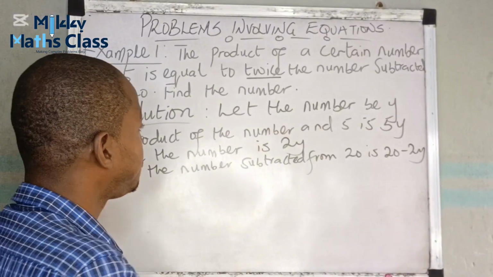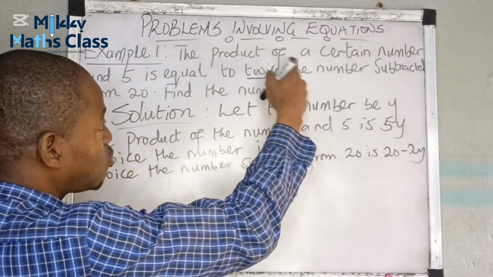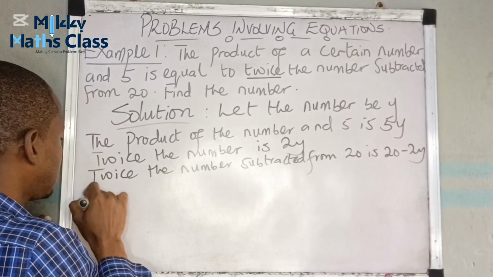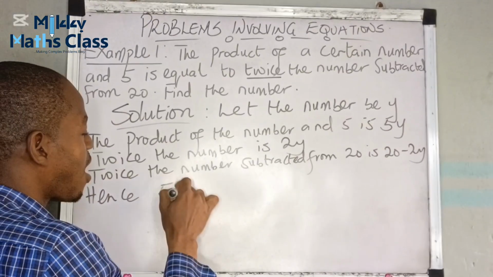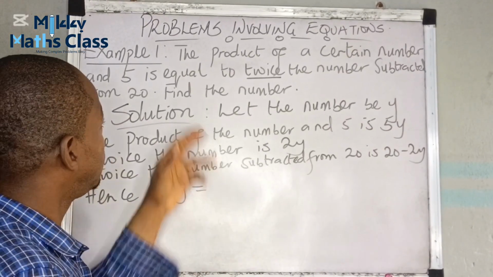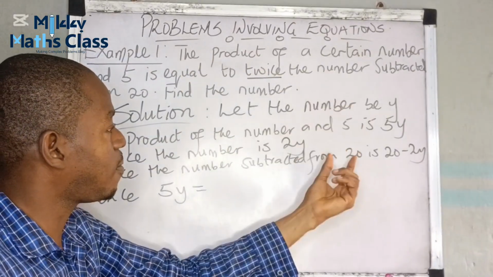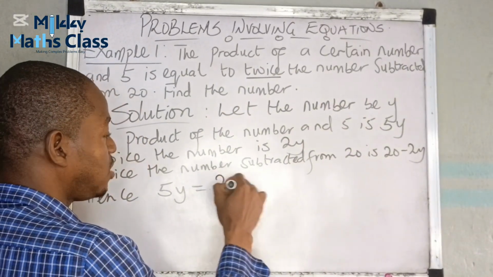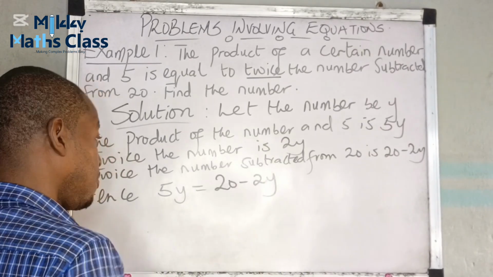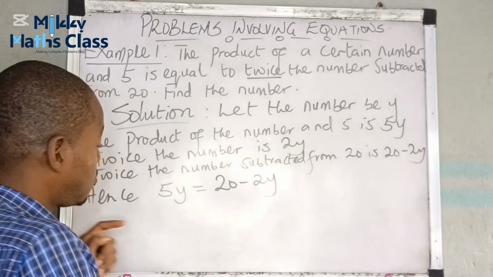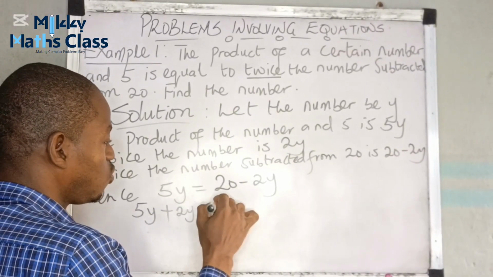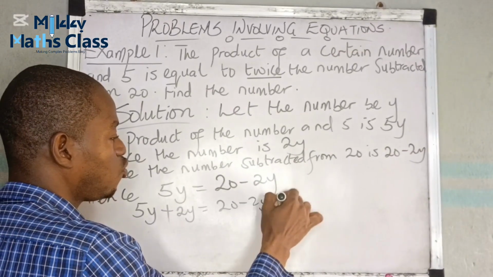So from here, let's go again. The product of a certain number, that's 5y, is equal to twice the number subtracted from 20. This is it. Is equal to 20 minus 2y. From here, add 2y to both sides. So we have 5y plus 2y is equal to 20 minus 2y plus 2y.